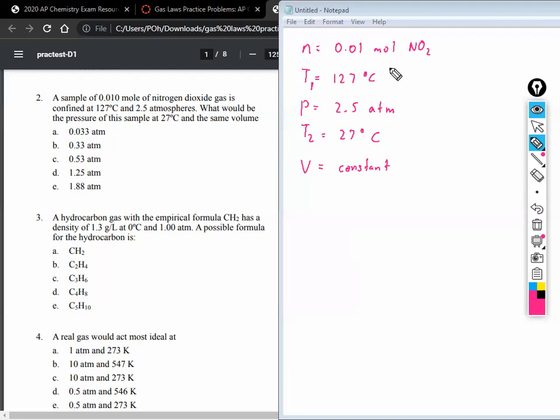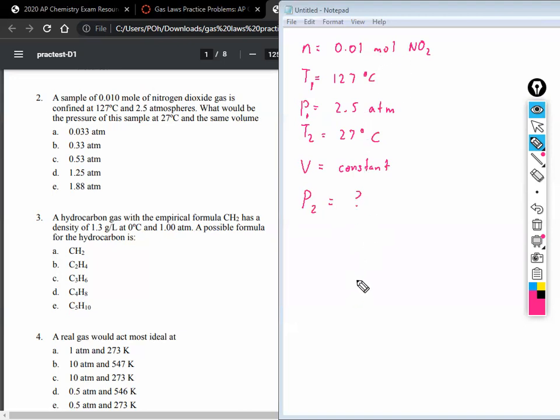Okay, so this is the information that I pulled out. Again, if you guys are finishing up, feel free to finish up. But I pulled out that it's 0.01 moles of NO2. Temperature 1 is 127 degrees Celsius. Pressure is 2.5 atm, or P1 is 2.5 atm. We know that it's T2 because it's a different temperature. So it changes to 27 degrees Celsius. The volume stays constant, and the question is asking us to find the second pressure, the new pressure. Okay. Any questions on where I got this information?